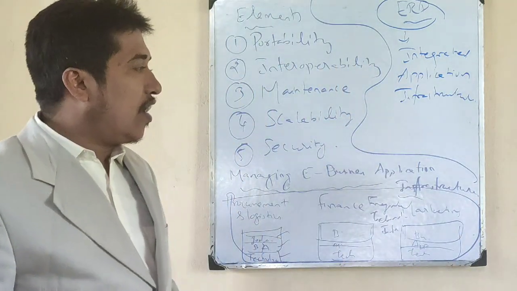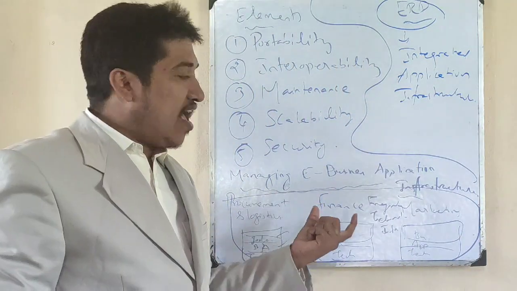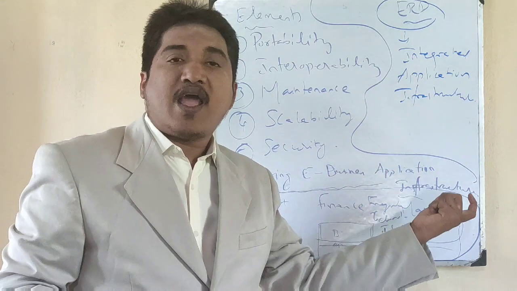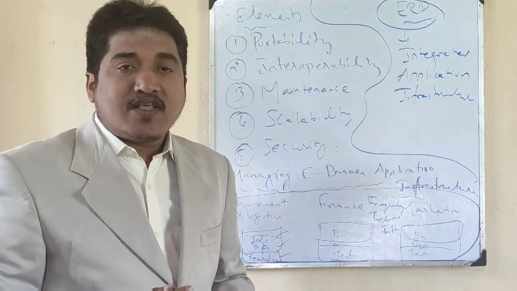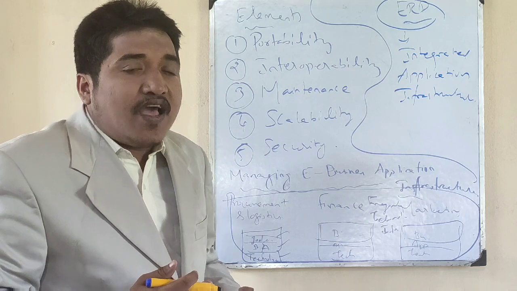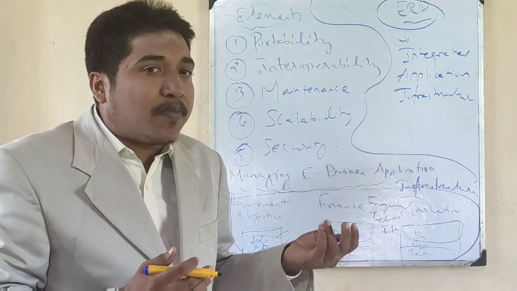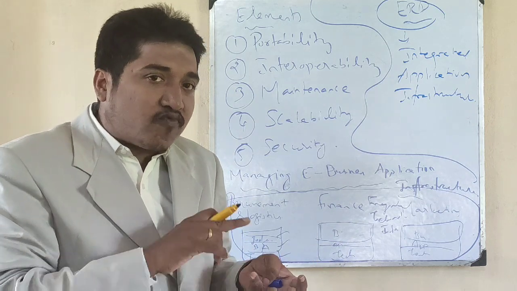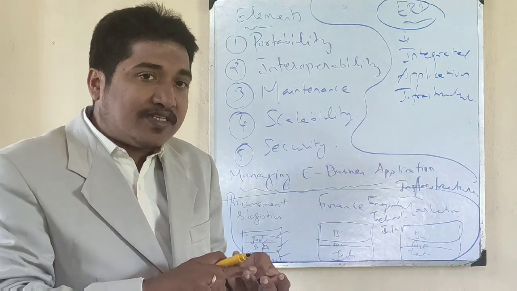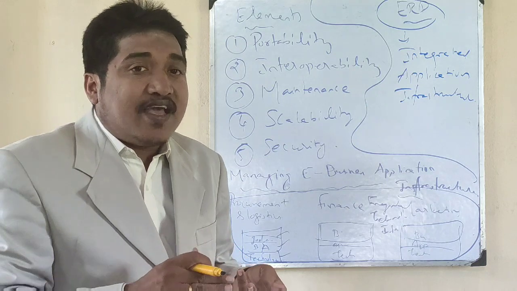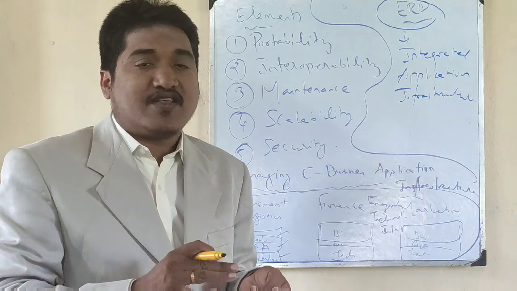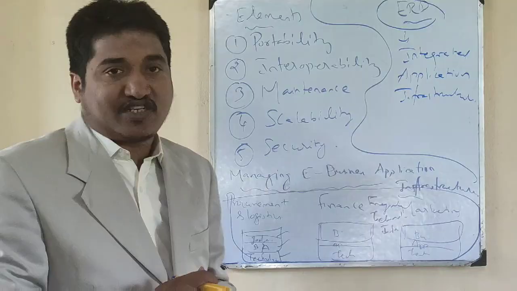And based on that only, nowadays managing the e-business application infrastructure information. So this is what we have studied in the hardware, software, system infrastructure. What are the things we have seen? That means hardware system, software system infrastructure, components and elements, and how we are managing the e-business application infrastructure. These are all the things we have seen in this section.